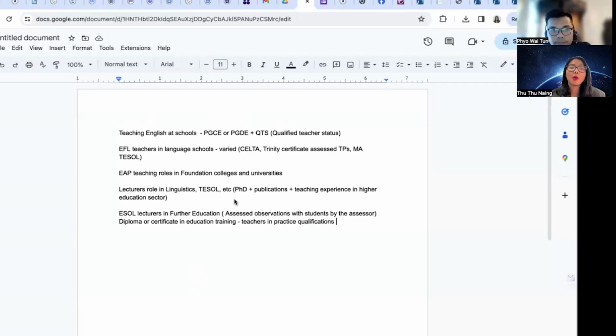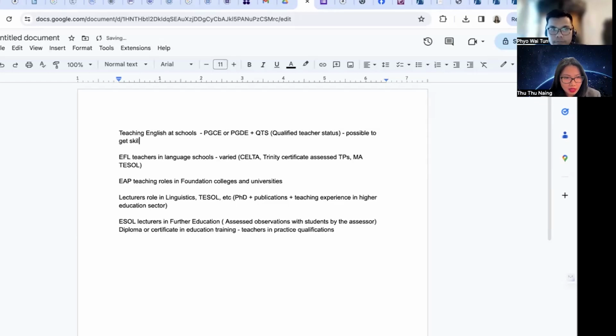So for this teaching English at schools, I think Scienncom has already asked that question about visa. So for this kind of jobs, it might be in skilled worker. You might get a skilled worker visa. Yeah, possible to get skilled worker visa.